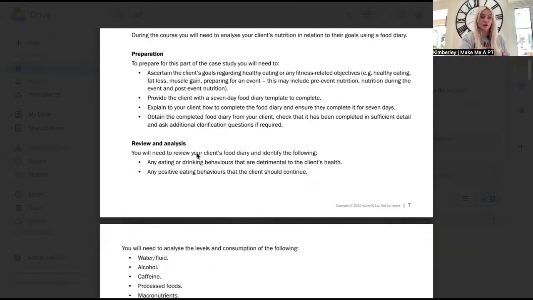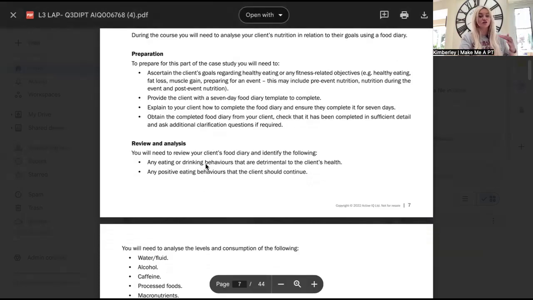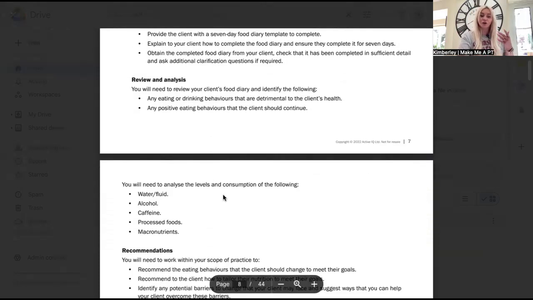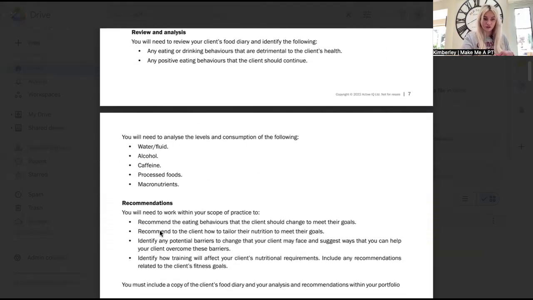So you'll need to review the client's food diary to identify any eating or drinking behaviours that are detrimental to the client's health, and any possible eating behaviours that the client should continue with. And then here, what you'll need to analyse is, for example, water, alcohol, caffeine, processed food, nutrients.